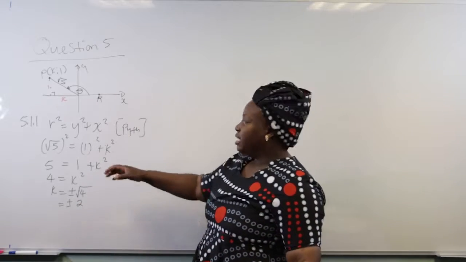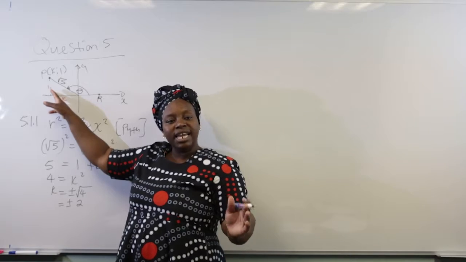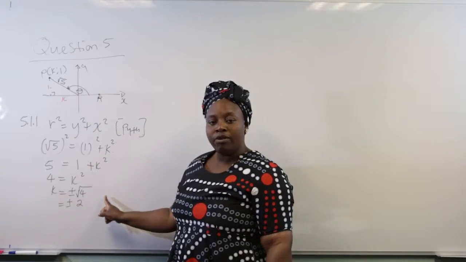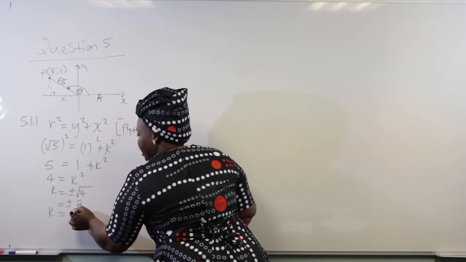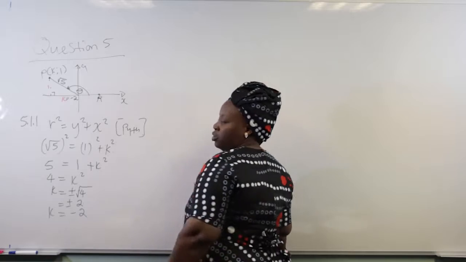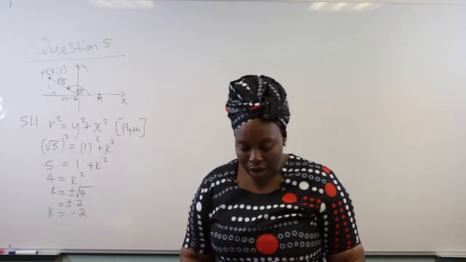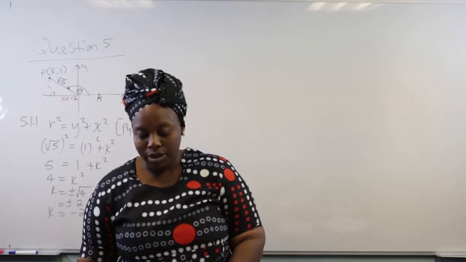Now look at the Cartesian plane. It's in the second quadrant, whereby X is negative. So we are going to choose the negative one, meaning that K will be equal to negative 2. So we can say this is now negative 2. We have found the solution for the first question with just simple Pythagoras theorem.